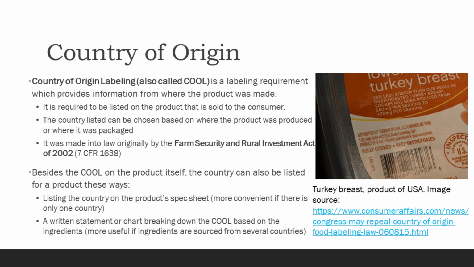So if you source cocoa from Africa, you source milk from Europe, and you source wheat from, let's say, Canada, well, you manufacture the cookies here in the U.S., then you have to say product of USA. Also this week, when talking about supplier approval programs, I mentioned repacking or co-packing businesses. You can even use the country that the repacker is from.